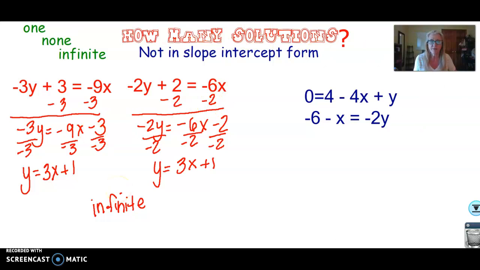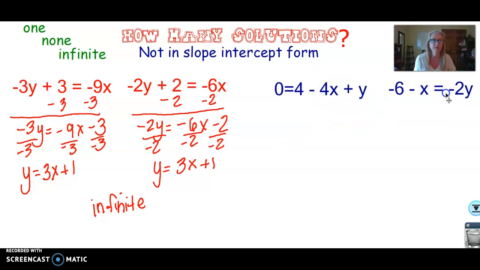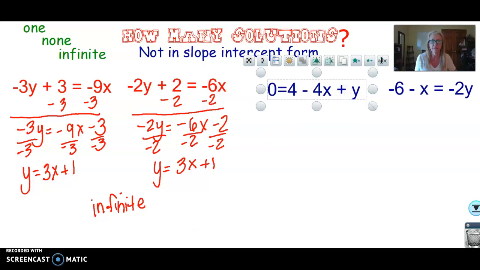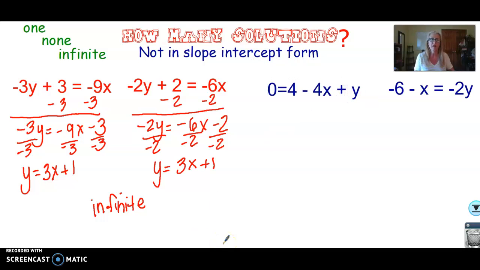Now, let's look at these other two. This one and this one. Try to put some space between them. There we go. The one on the left, first thing I would do is get this y over to the other side by subtracting y from both sides.